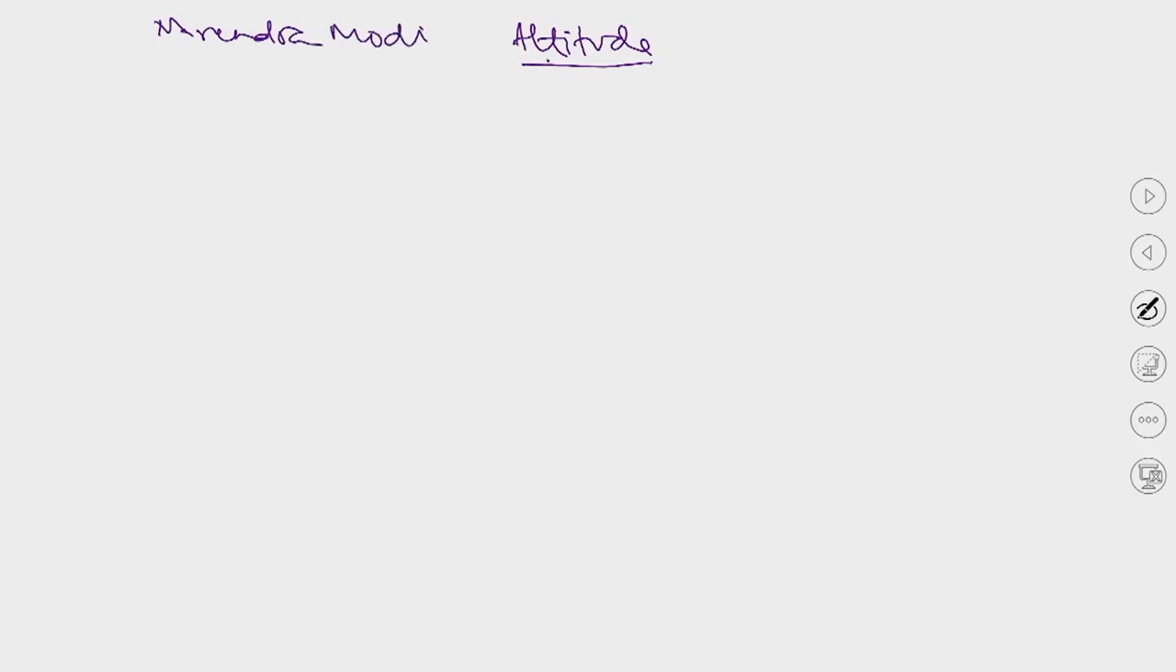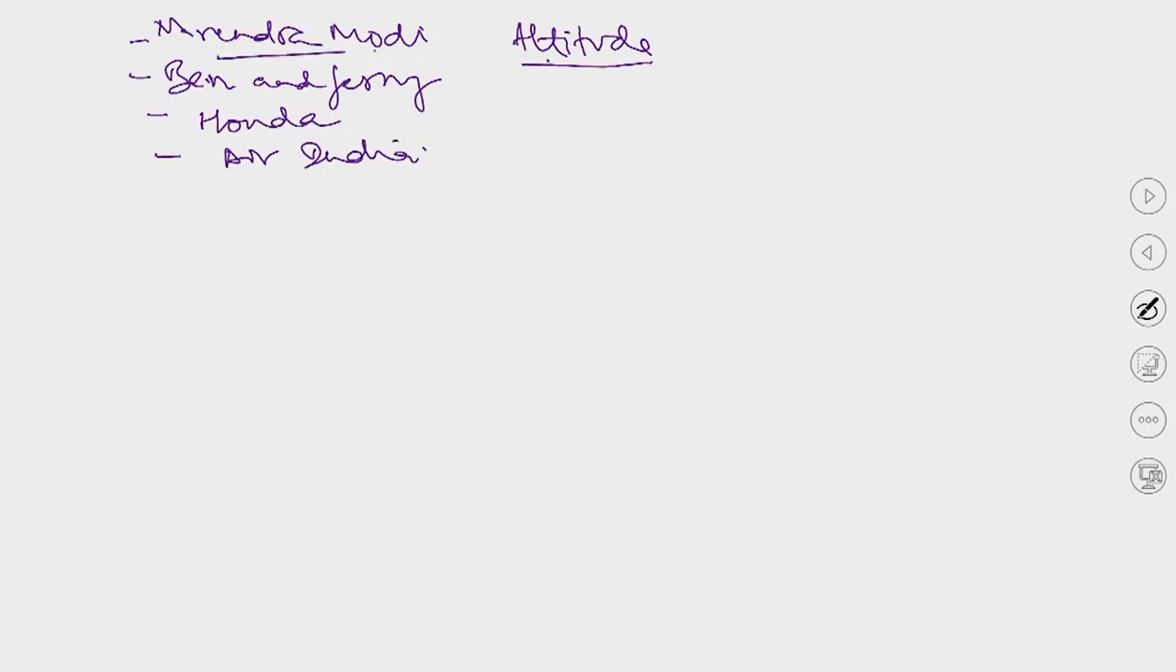I write Narendra Modi, I write Ben and Jerry's, I write Honda, and then I write Air India. So, 4 different things I write here. One is Narendra Modi, the other is Ben and Jerry's, the other is Honda, and this is Air India. Or let me take one more, which is for our purpose IITs.